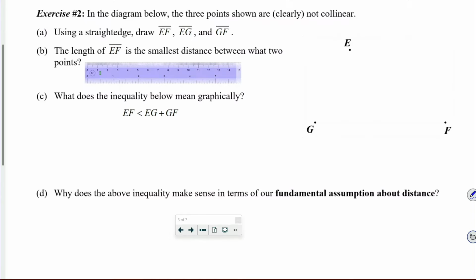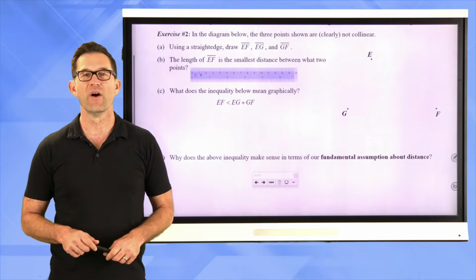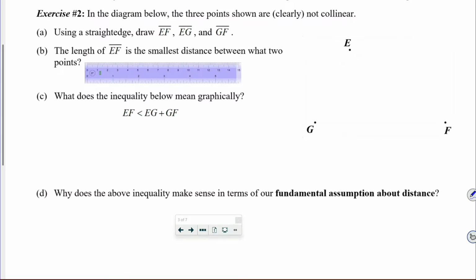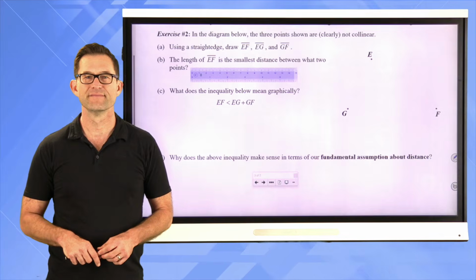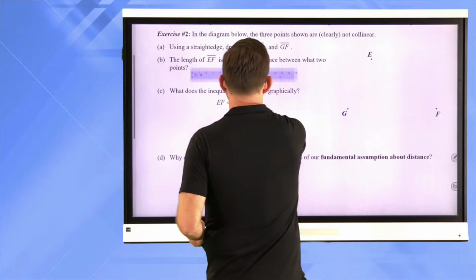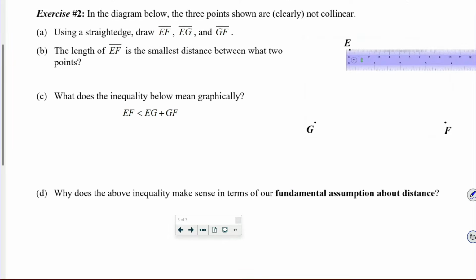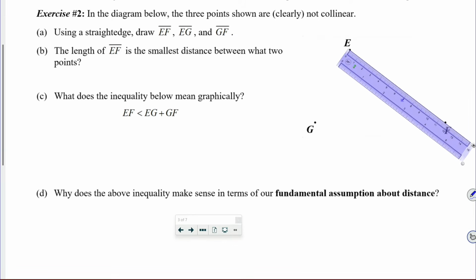In the diagram below, the 3 points shown are clearly not collinear. Using a straight edge, draw segment EF, segment EG, and segment GF. All right, why don't you go ahead and do this really quickly. Okay, simple enough, but I gotta do it too. So let me real quickly draw our 3 segments in, right? And all we're doing is connecting these segments with straight line paths.